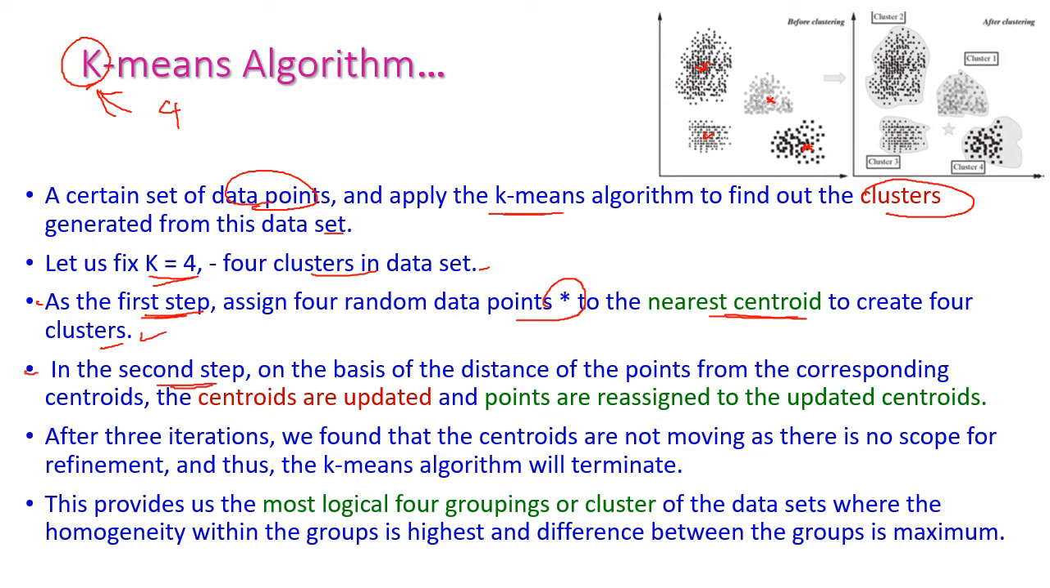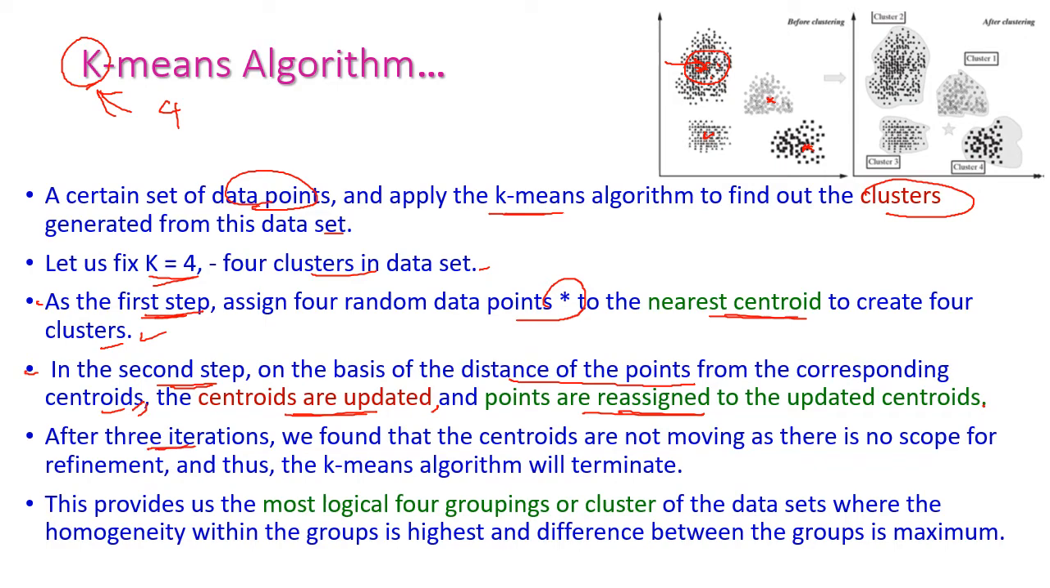When we come to the second step, on the basis of the distance of points from the corresponding centroid, the centroids are updated and points are reassigned to the updated centroids. So the nearby point will be assigned to this particular cluster, and once the data points are included in the cluster, we need to compute the new centroid. Based on that, the data points will be assigned to the updated centroids.